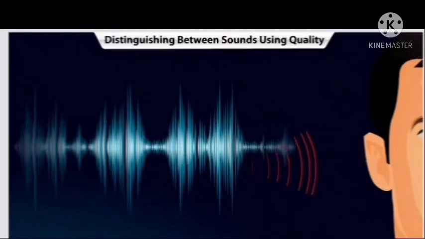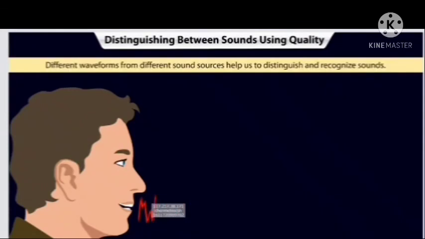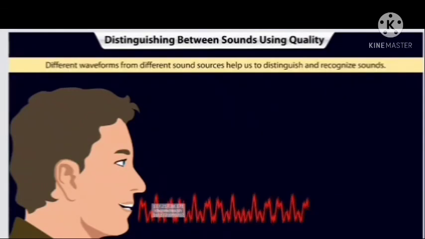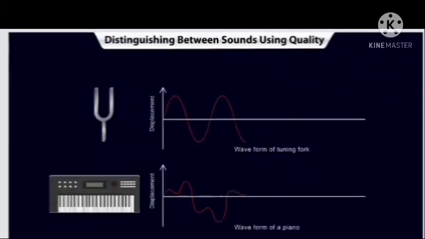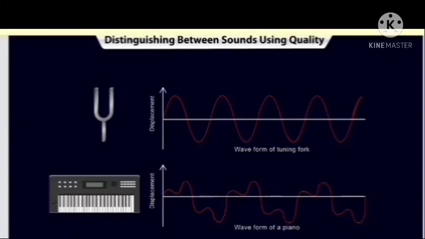Did you know how this is possible? Well, that's because the vibrations produced by a person's vocal cords have a characteristic waveform that is different for different people. So, the different waveforms from different sound sources help us to distinguish and recognize sounds. Shown on the screen are the waveforms of sound produced by a tuning fork and a piano. Both have the same pitch, same frequency and loudness. However, they have different waveforms using which we can distinguish between their sounds.